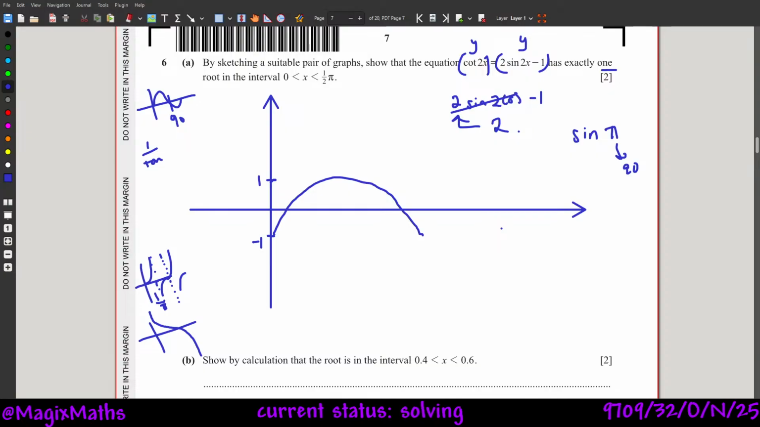Right? Now we'll try to draw that here. And then we can see the intersection point here. Just circle that intersection point. And so we have exactly one root now.